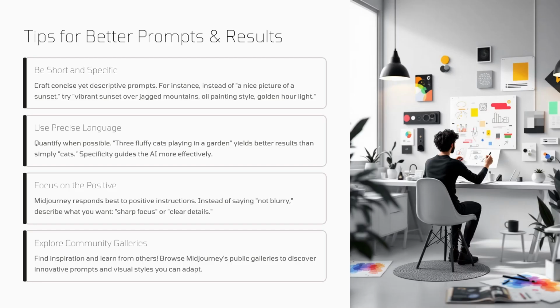Tips for better prompts and results. Be short and specific. Use precise language. Quantify when possible. Three fluffy cats playing in a garden yields better results than simply cats. Something like that. And then here, focus on the positive. Midjourney responds best to positive instruction instead of saying not blurry. Describe what you want, sharp focus or clear detail. Explore community galleries, find inspiration, and learn from others.